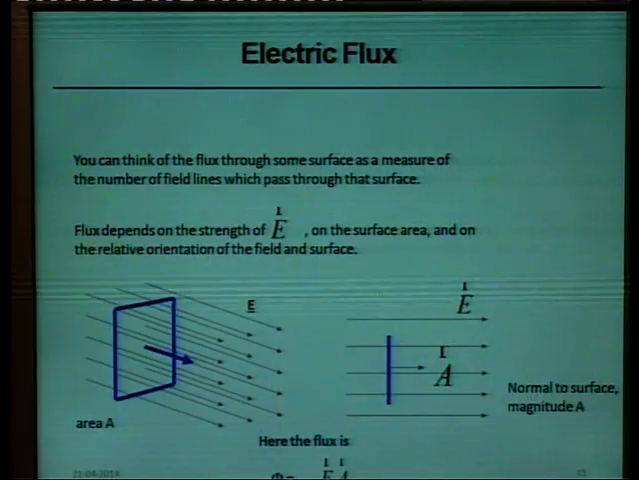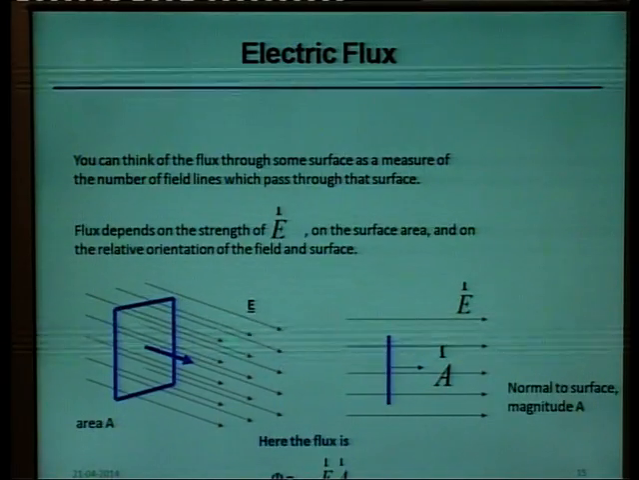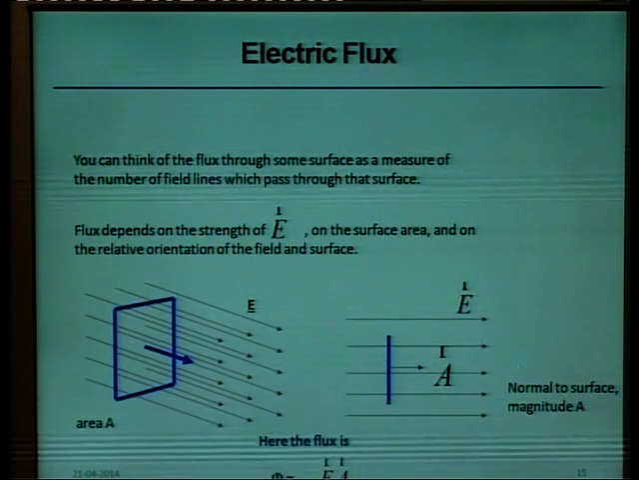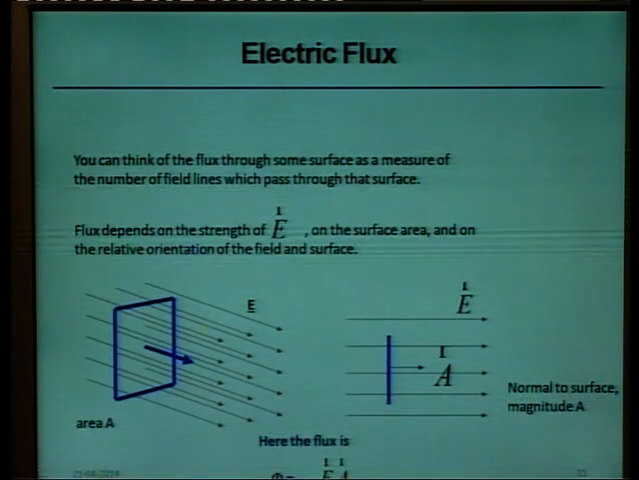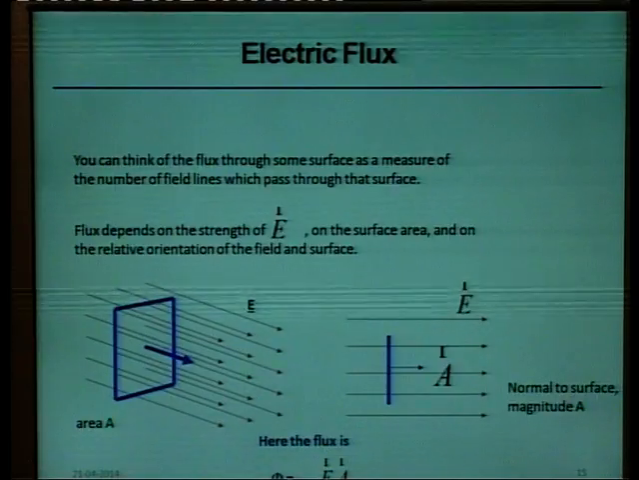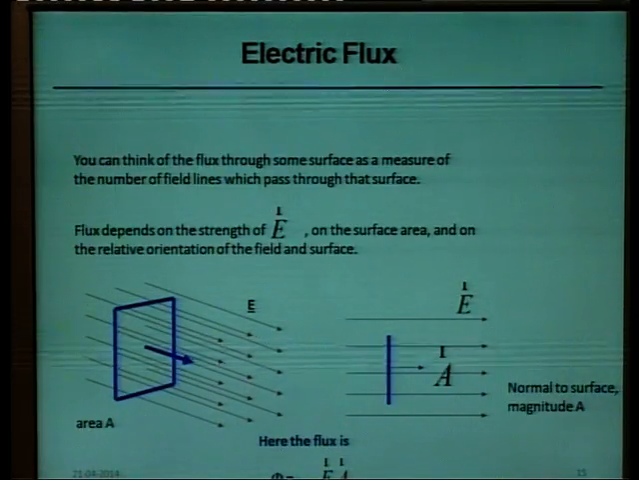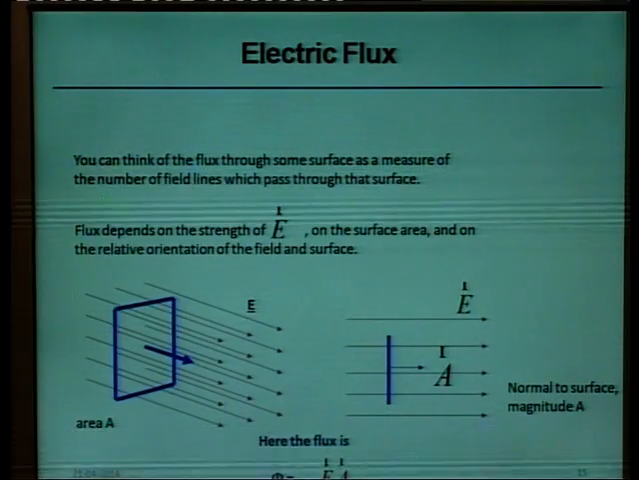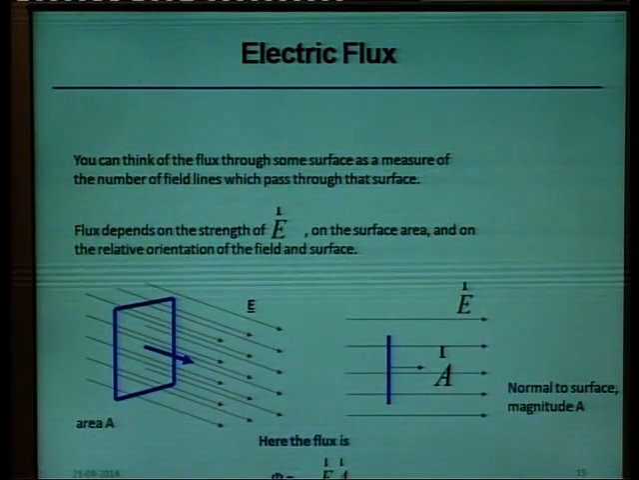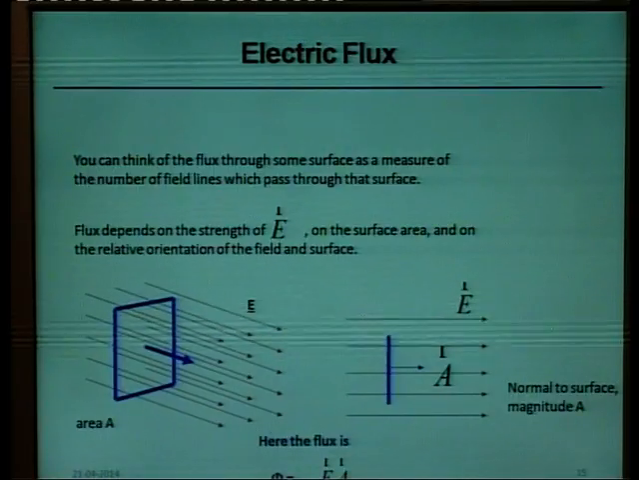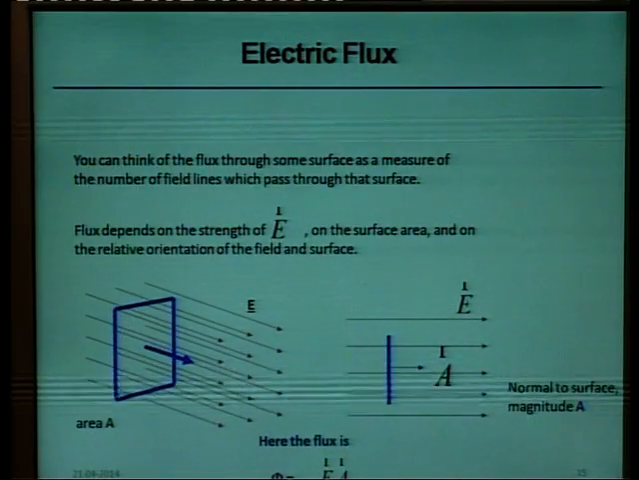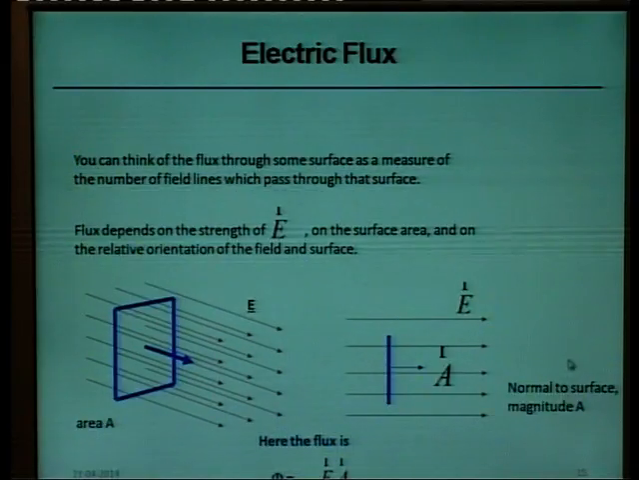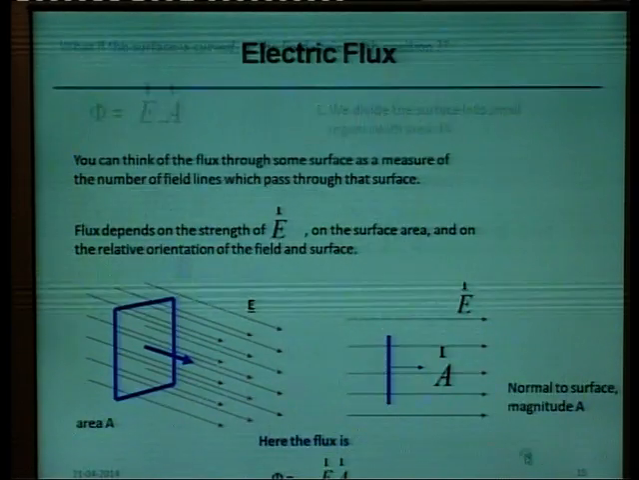So, what does flux do? Basically, flux measures the number of electric field lines that pass through the surface. Electric flux depends on how strong the electric field is, and on the relative orientation of the electric field and the surface, means what is the angle between electric field and the surface. Here it is normal to the surface, magnitude is A.